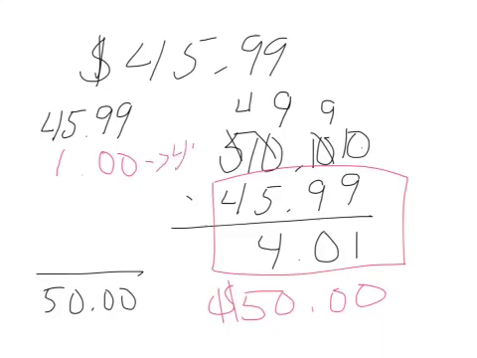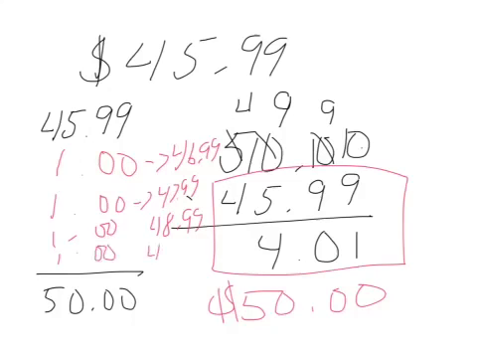$46.99. If we add another dollar, that's $47.99. Another dollar, $48.99. If we add another dollar, we get $49.99, and then we have to add that last penny to end up with $50. I hope this helps you to solve this problem.